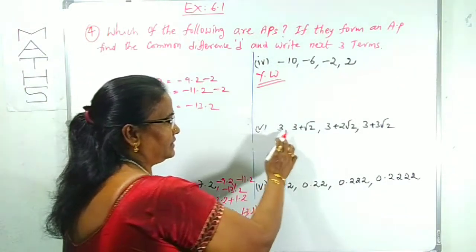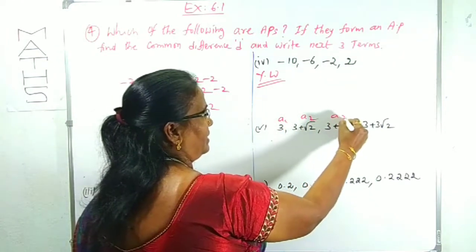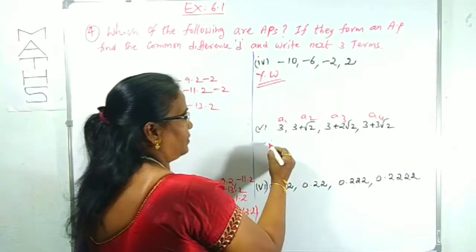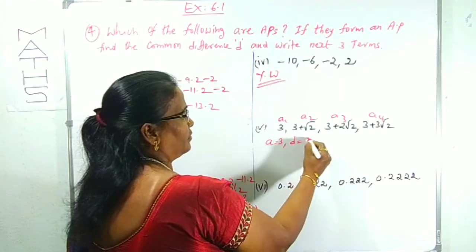So here, what is A1, A2, A3, A4? Right? What is A? A1 is 3. D is A2 minus A1.